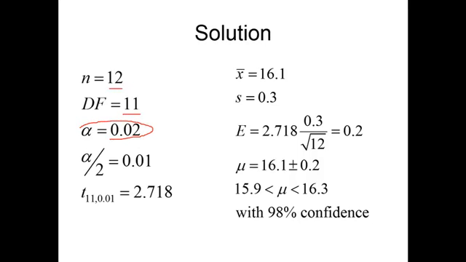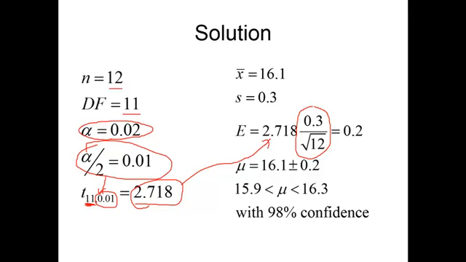98% confidence gives you alpha equal 0.02. Alpha over 2 is 0.01. So you go to the 11th row and the 0.01 column. Your fiddle factor, your t-value, is 2.718. So you take this fiddle factor times your standard error of the mean. This gives you a margin of error of 0.2. Our estimate was 16.1 plus or minus 0.2, which rolls out to a confidence interval: mu is between 15.9 and 16.3 with 98% confidence.